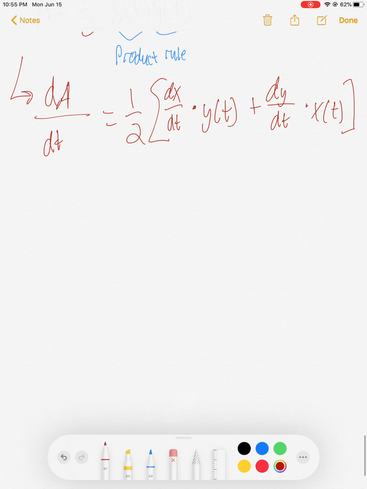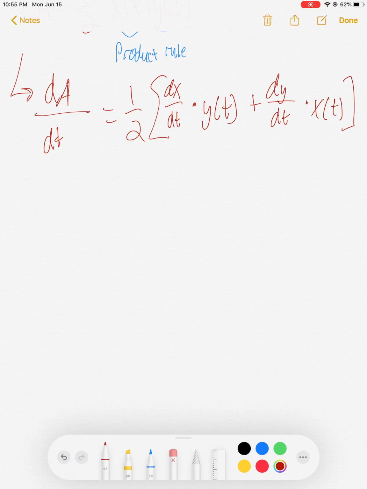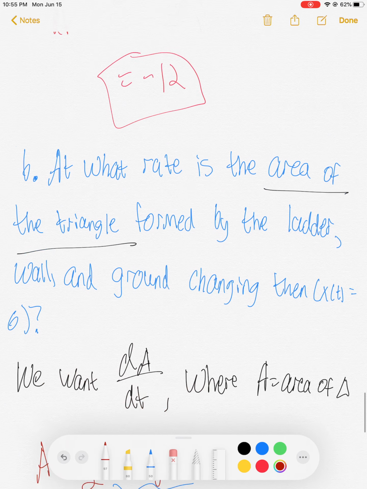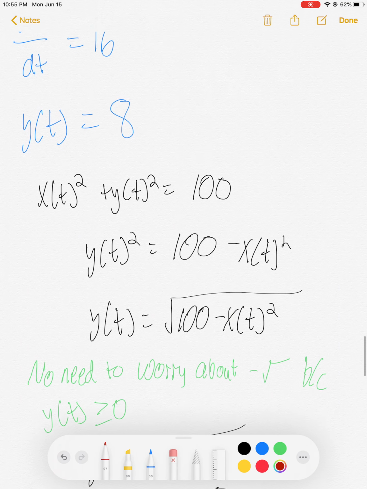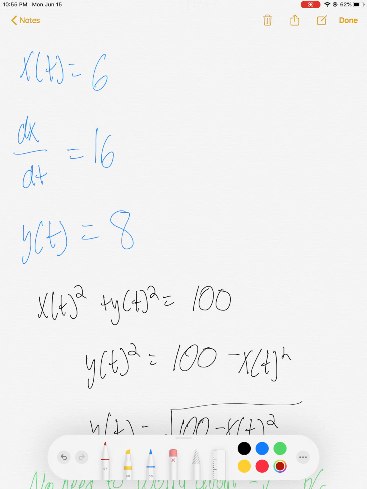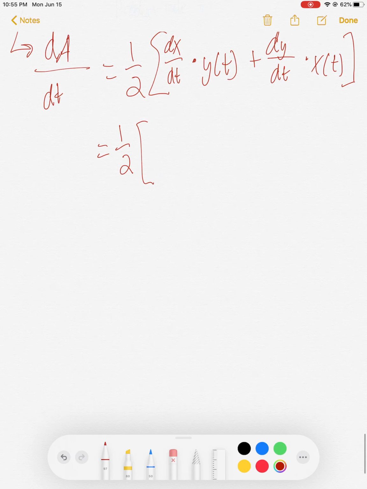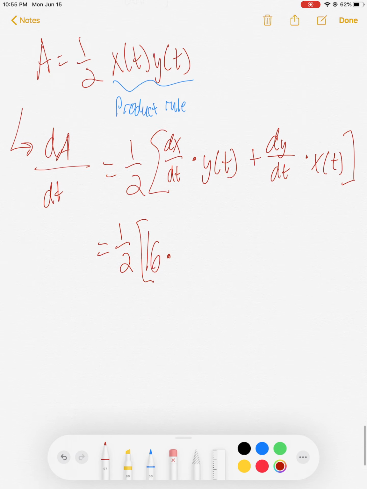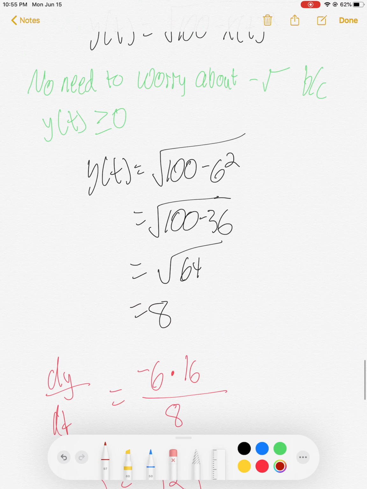So let's see, I'm going to have x prime of t. Let me write it this way just to be consistent with our notation. Let me write it as dx/dt times y of t, plus dy/dt times x of t. Okay.